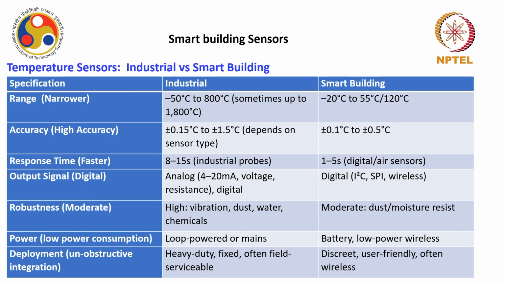Similarly, if you see the output signal, for industrial sensors mostly you will see that they use analog kind of temperature sensors, while the smart building temperature sensors are mostly digital. Of course, it also requires analog sensors, but mostly it relies upon digital temperature sensors, okay.